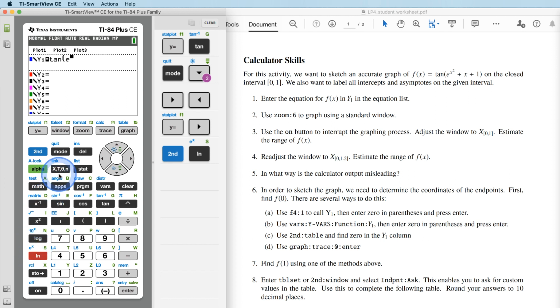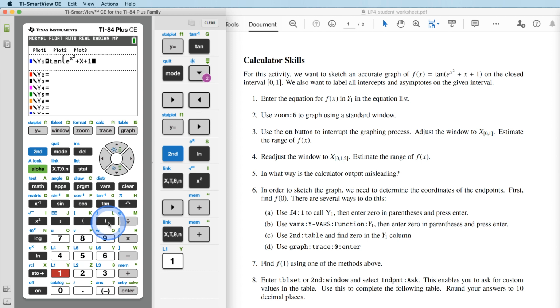But I want e to the x squared, so then x squared, and my exponent is x squared, e to the x squared. Yeah, just e to the x squared. So now I need to move my cursor to the right to come down out of that exponent and enter plus x plus 1.